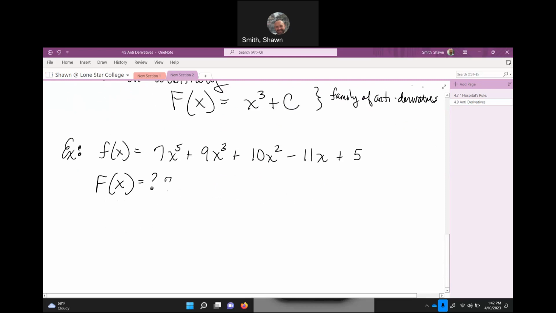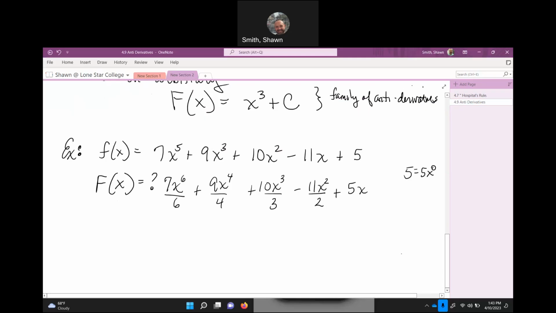All right, so we should have 7x to the 6th over 6 plus 9x to the 4th over 4 plus 10x cubed over 3 minus 11x squared over 2 plus what? What's the 5? It's 5x. Think about that's x to the 0, right? 5 is 5 times x to the 0 power. So you increase it by 1 goes to 1, 5x to the 1st over 1, right?